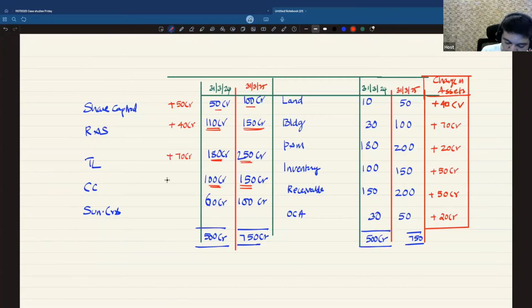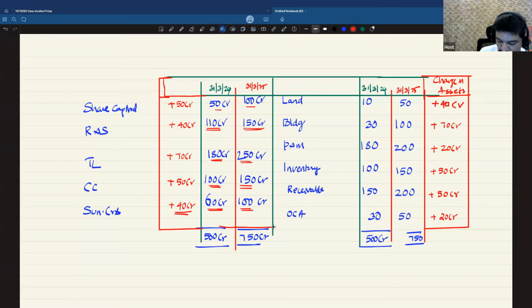And what is the change that happened in sundry creditors? It increased from 60 crore to 100 crore. That is, it increased by 40 crore. So this is the change that happened in sources of finance. Okay. The uses of finance we have already covered.